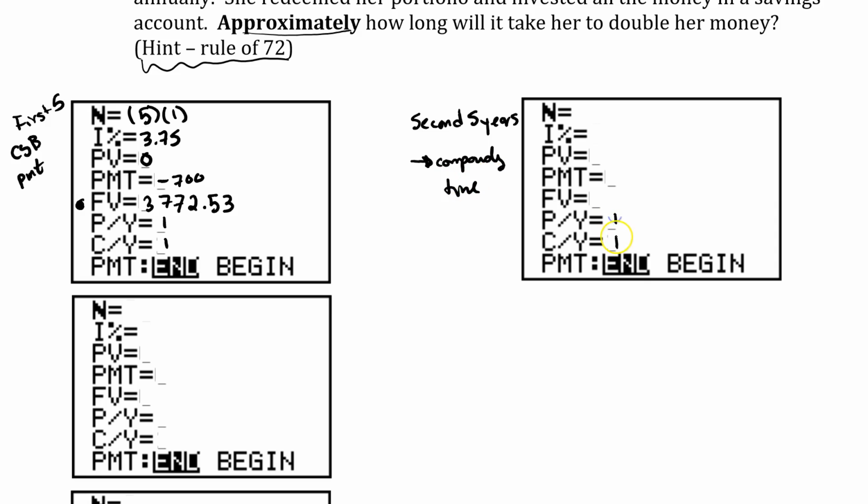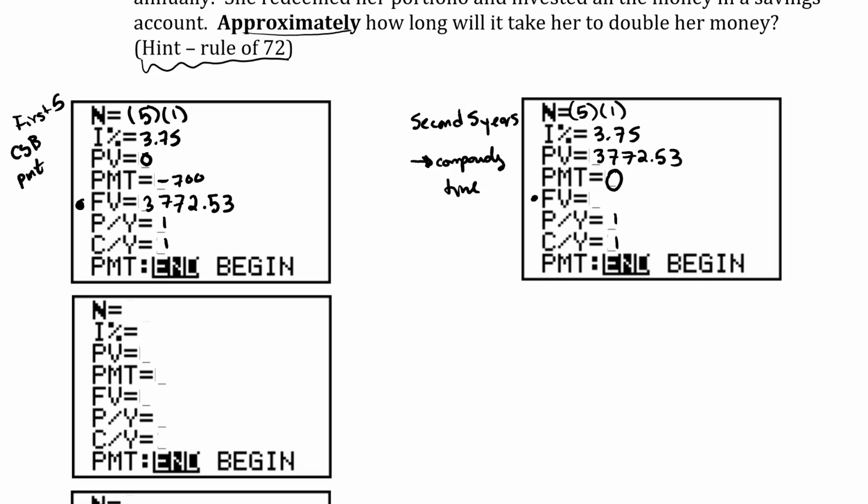So we know that payments per year and compounding periods per year is 1. We're letting it sit for 5 more years at 1 compounding period per year. The interest rate is still the same, 3.75. Now here's the thing, we know the present value. The present value here is going to be $3,772.53. At this point it's just sitting, so we have no payments, and we want to figure out what that future value is. So let's do that, shall we?